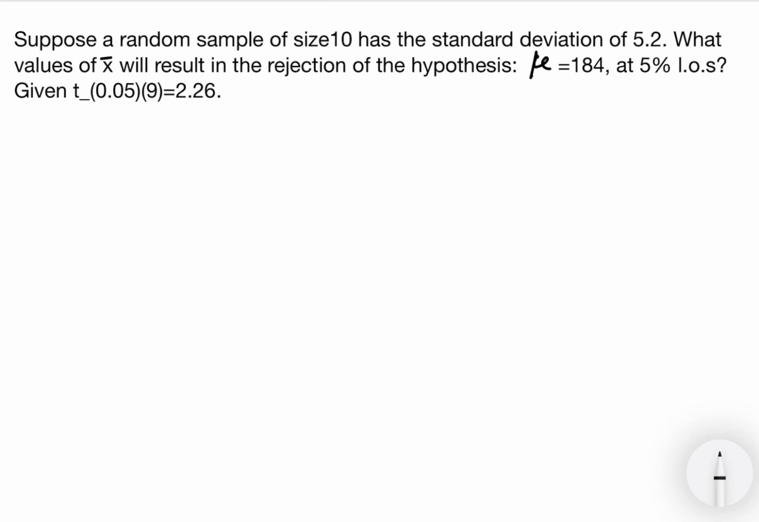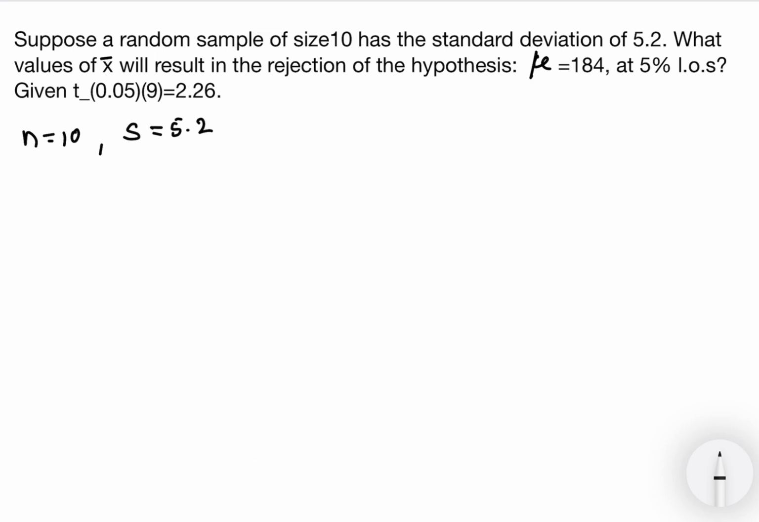The next problem is: suppose a random sample of size 10 has the standard deviation of 5.2. What values of x bar will result in the rejection of the hypothesis mu equals 184 at 5% level of significance, given the critical value t.05 of 9 equals 2.26. So let us write down what is given. Sample size n equals 10 and the standard deviation of this sample s equals 5.2.